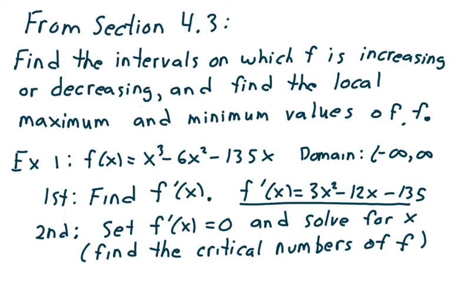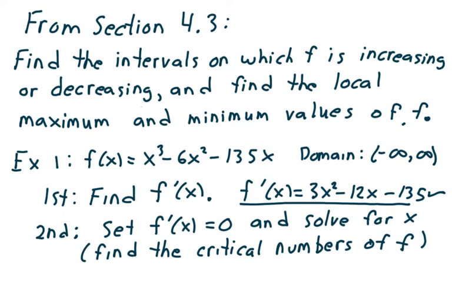Suppose f of x equals x cubed minus 6x squared minus 35x. And one thing I'd like to note is the domain of the function is from negative infinity to infinity, so I just have to put an open interval around infinity. Step 1 is to find the derivative. And so the derivative is 3x squared minus 12x minus 135.